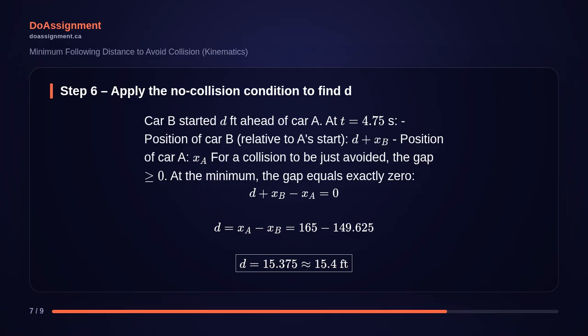Car B starts d feet ahead. At 4.75 seconds, the gap between them is d plus 149.625 minus 165. Setting this equal to 0 for the minimum distance gives d equals 165 minus 149.625, which is 15.375 feet. Rounding, the minimum separation is approximately 15.4 feet.